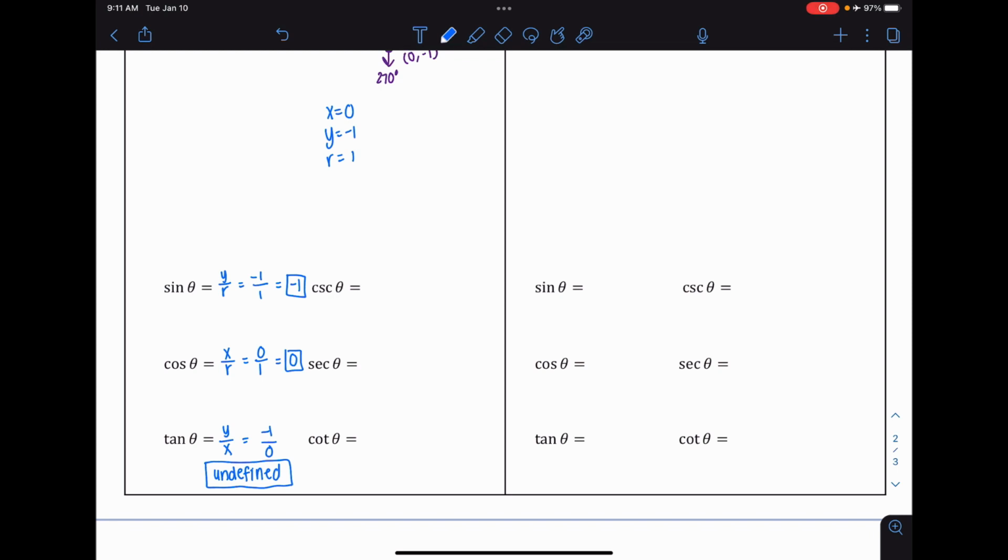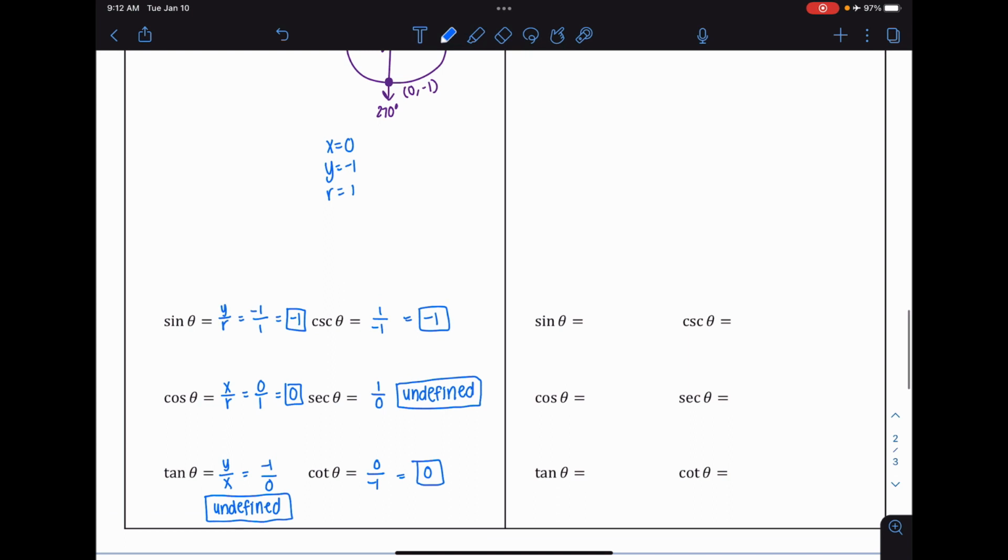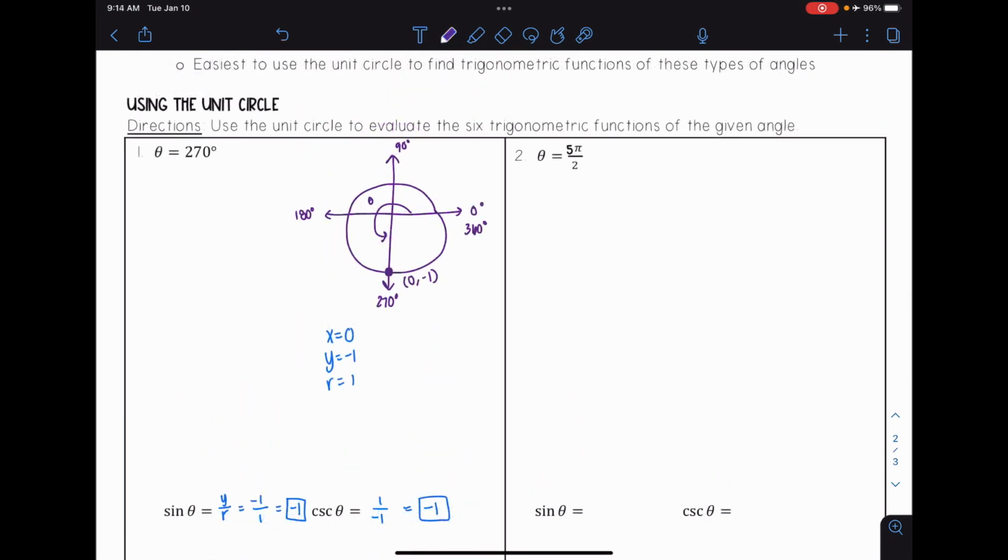Cosecant is just sine of theta flipped, so it's going to be 1 over negative 1, so that's still going to be negative 1. Secant of theta is cosine flipped, so it's going to be 1 over 0. However, I can't have 0 in the denominator, so that means that this is undefined. And then cotangent is tangent flipped, so I have 0 over negative 1, which is equal to 0. So it's okay to have 0 in the top, because 0 divided by any number is just equal to 0. We just can't divide by 0.